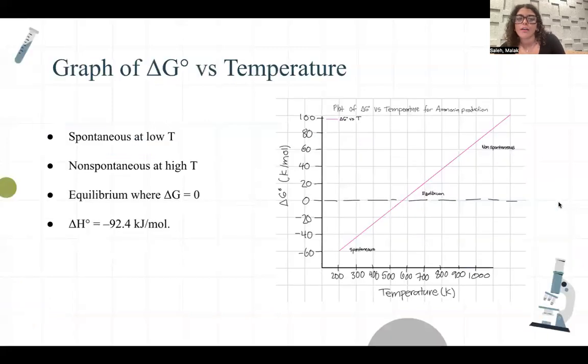So for our graph, delta G is plotted against temperature. This is a very rough sketch of a graph. Our delta H is negative 92.4, so it's going to be spontaneous at low temperatures. And then once it reaches delta G zero, which is our equilibrium, as I have drawn there, and the temperature starts to increase and delta G becomes positive, the reaction is going to be non-spontaneous.